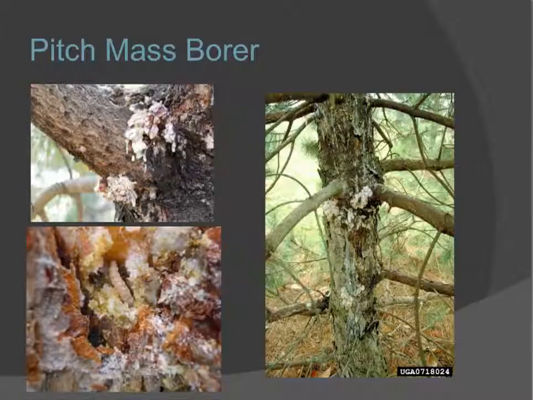Pitch mass borer is something that we've been dealing with here in the valley just over the last few years. Something that is pretty messy. You get very large clumps of pitch along the trunk, and usually at the branch crotches or around that area. Really, the only control for these is to take the pitch off, and if you dig underneath, you might find the larvae, and then you just kill the larvae. Chemical treatment is not necessarily very useful.